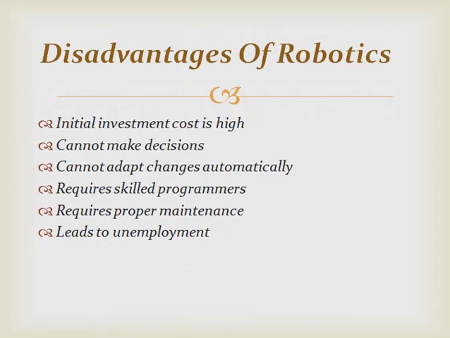Now let us talk about the disadvantages. There are different disadvantages that are noted. The first is the initial investment. Whatever investment you pay in the beginning stage is very high. The initial investment cost is very high, and the robot does not have its own brain. Whatever instruction the instructor gives, the robot performs based on that, so it cannot make decisions independently, cannot adapt to changes automatically, and requires a skilled programmer.